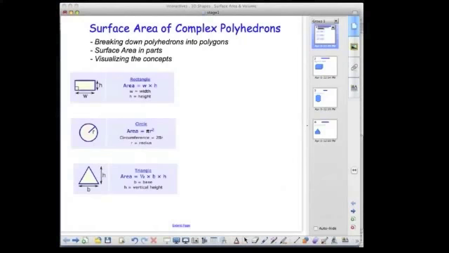So our objectives for today are we're going to break down the polyhedrons, which are our 3D shapes, into polygons, which are 2D shapes. And basically what we're doing is we're going to smush the polyhedrons down into their basic format, or into a shape that we can see all of the sides at one time. That'll help you to visualize what areas you need to solve for in order to find the total surface area of a three-dimensional figure. So I've got a couple formulas here: a rectangular area, the area of a circle, and the area of a triangle.